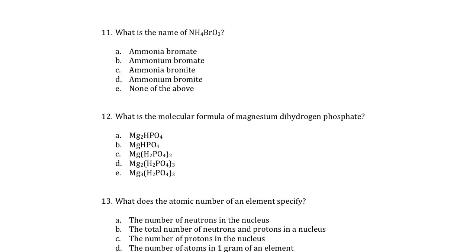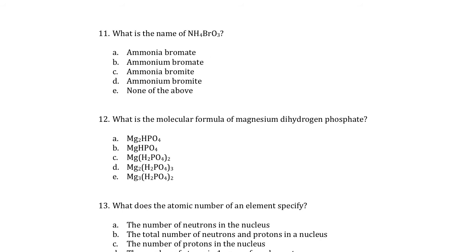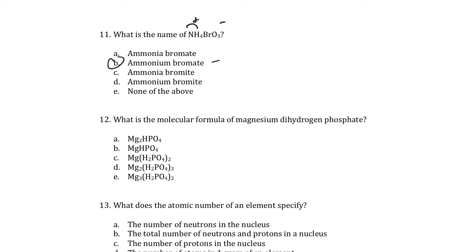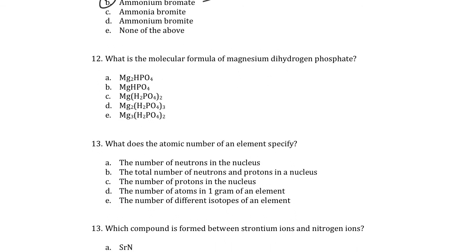So ammonium bromate is this one here, ammonium plus bromate. So ammonium bromate. Number 12 was the name or formula of magnesium dihydrogen phosphate. So just break this into parts.